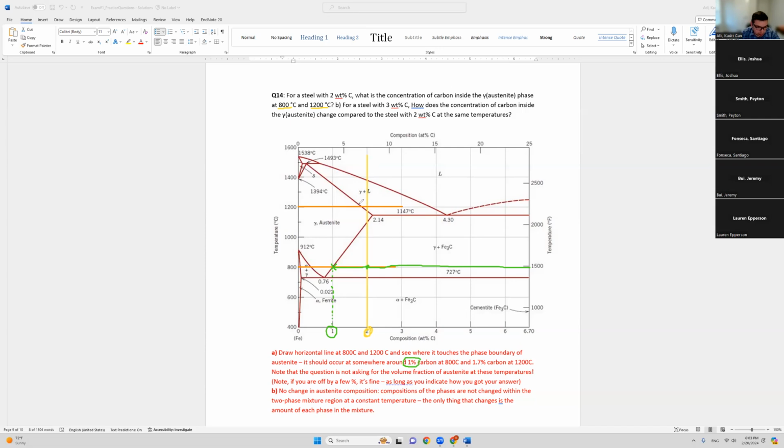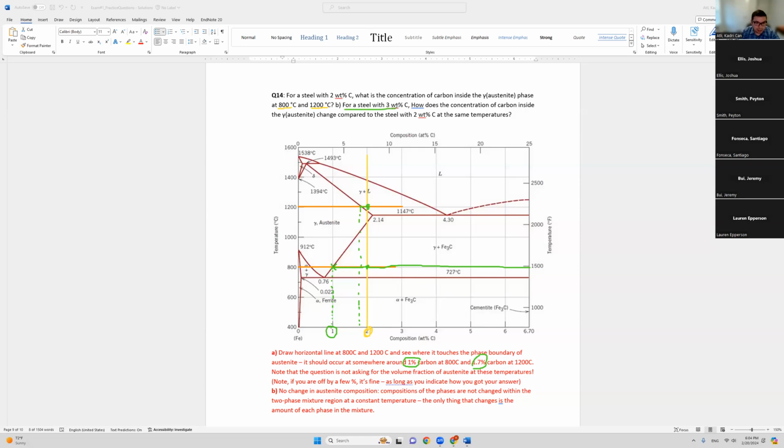And let's do the same thing for 1200 degrees C. Now I'm at this point and I draw this tie line again and look at this intercept. So the answer is about 1.7% carbon at 1200 degrees C. Again, don't worry if you are off by a few percent, it's fine. It's going to be accepted as the correct answer in the exam.